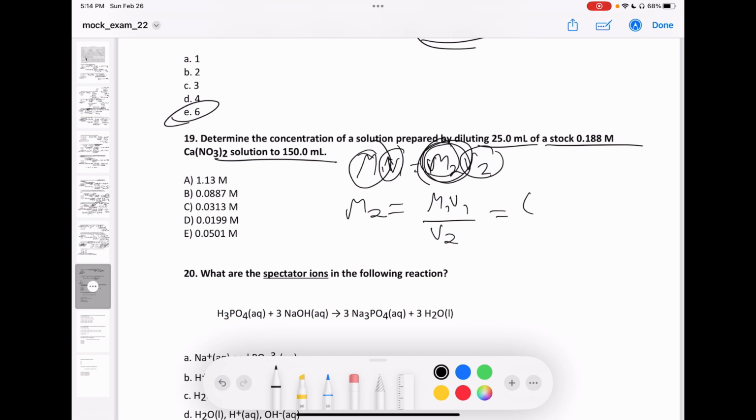So then M1 is 0.188. Volume 1 is this right here from the stock solution, 25, over the second volume of 150. And that's going to be equal to 0.188 times 25 divided by 150, which is about 0.313 molarity, which is answer choice C.